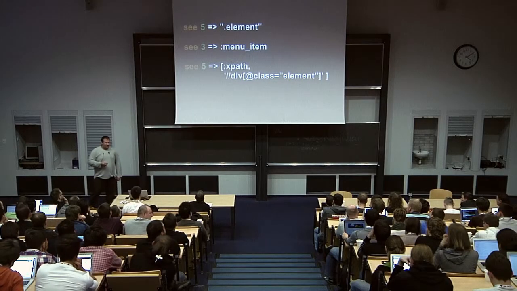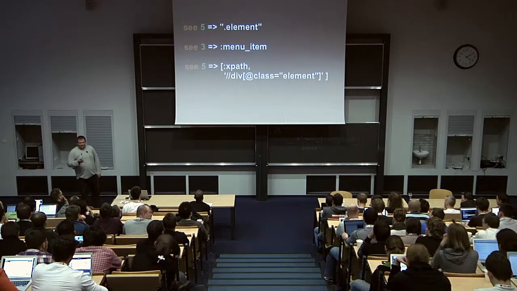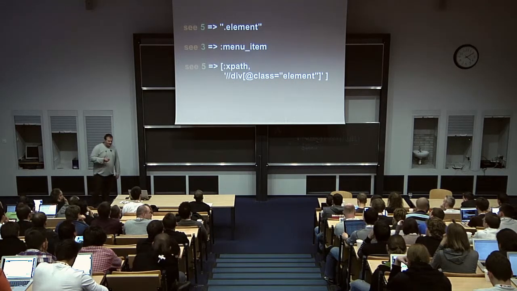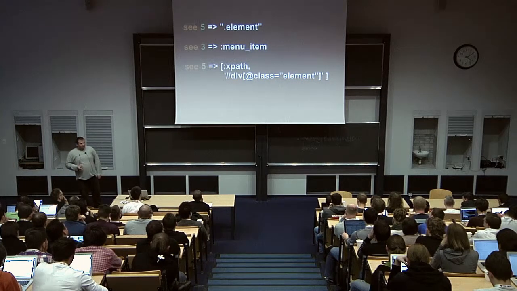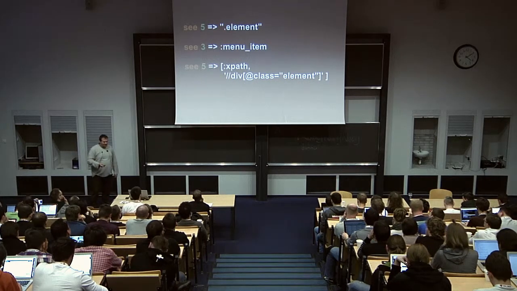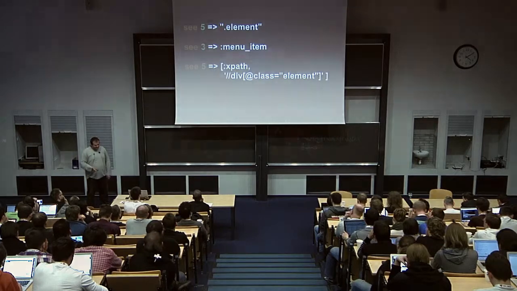Sometimes it is also useful to judge how many elements of a specific type are present on the page. This can be done by CSS, by full XPath, or by a custom selector that Capybara has supported for some time.